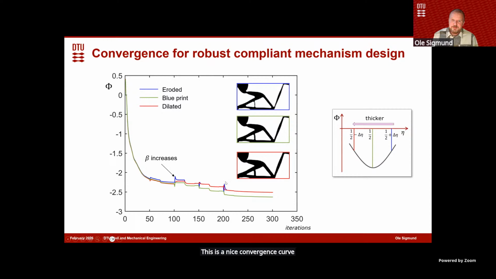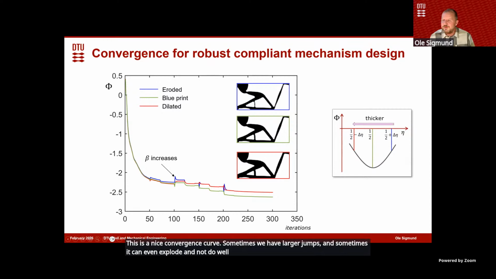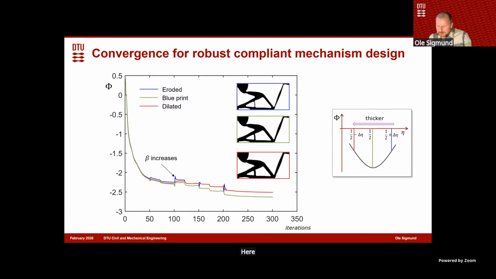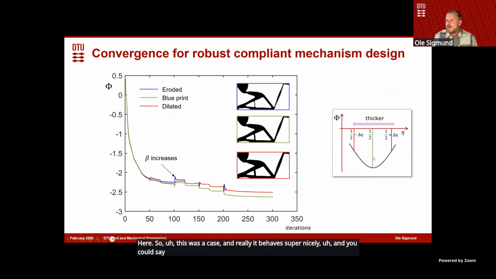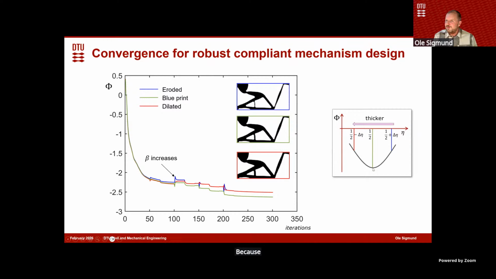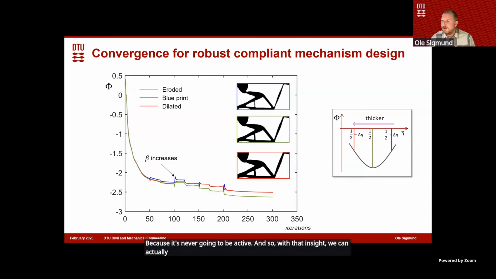This is a nice convergence curve. Sometimes we have larger jumps, and sometimes it can even explode and not do well, so there's still room for improvement. In the literature, there are different ways to improve the continuation strategy, but I will not go into that here. So this was a case, and really it behaves super nicely. And you could say in this case for a compliant mechanism design, we actually don't need to do the finite element analysis of the intermediate structure because it's never going to be active.